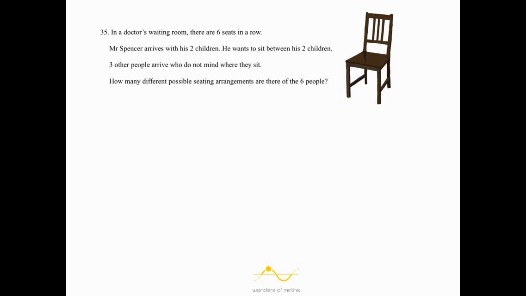First off, let's highlight the important parts of the question. We have 6 seats, 3 of them who can sit anywhere, and 2 children and Mr. Spencer. The most important piece of information is that Mr. Spencer wants to sit between his 2 children. If we call Mr. Spencer S and his 2 children C1 and C2 respectively, we can arrange them as a unit and identify the different places they can sit.